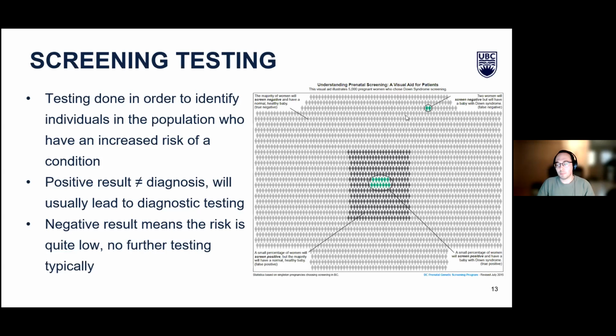So that sort of helps to explain why a negative result doesn't mean that you don't have the genetic condition. It means that your risk is very low. So there's a very low chance that you could screen negative but actually have the condition. In the center of the picture here, we see people who screen positive. So the black figures here are those that screened positive, but in fact do not have the genetic condition. And the ones in the very center are the ones who screen positive and do in fact have the genetic condition. So again, this illustrates why a positive screen does not mean you have the genetic condition.